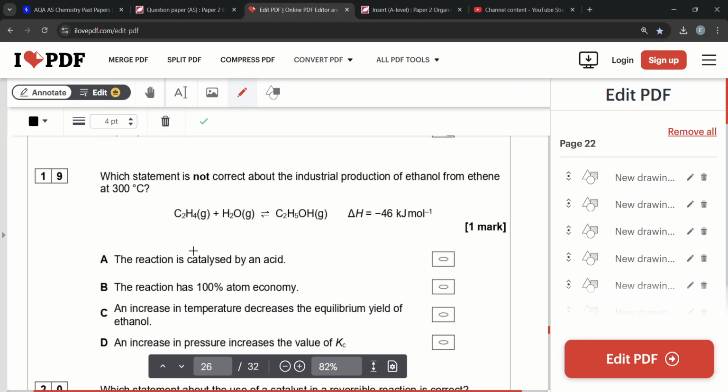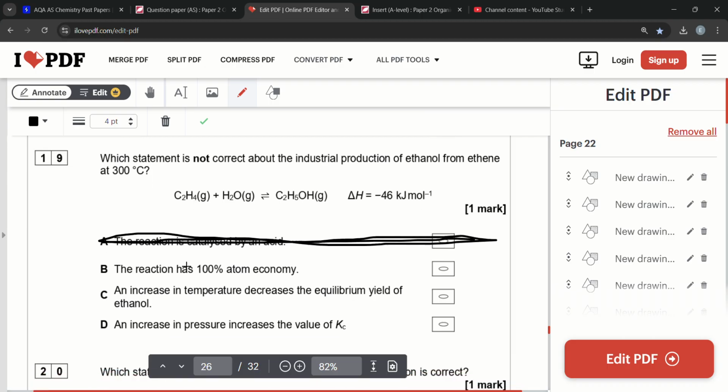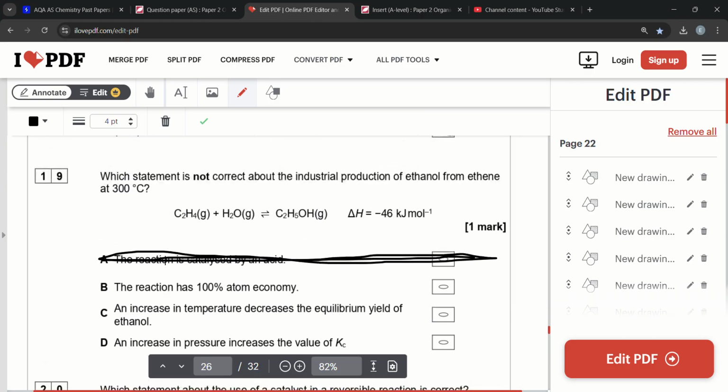Which statement is not correct about the industrial production of ethanol from ethene at 300 degrees Celsius? Reaction catalyzed by an acid. That is true. Phosphoric acid, I believe it is. Acid catalyst. The reaction has 100% atom economy, because we form one product. So that is true.